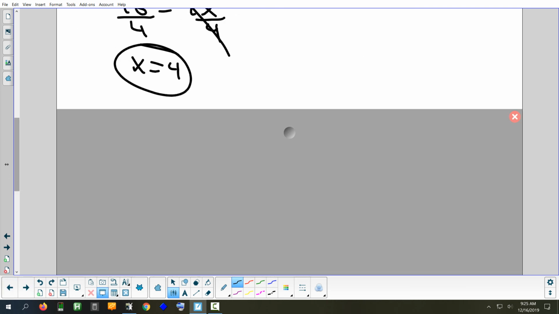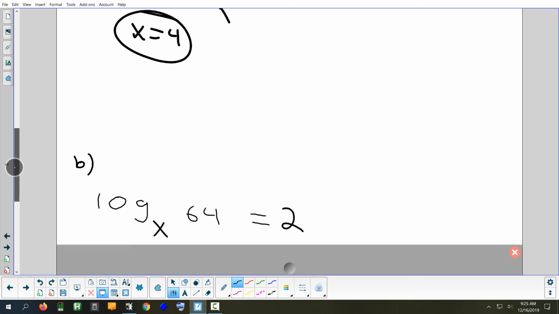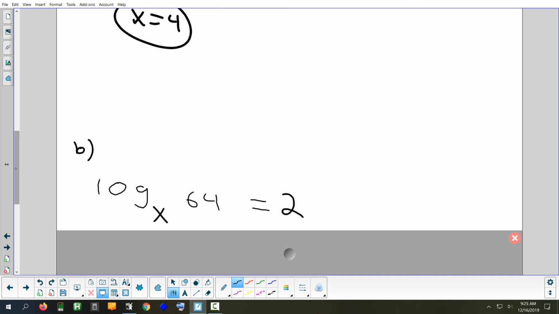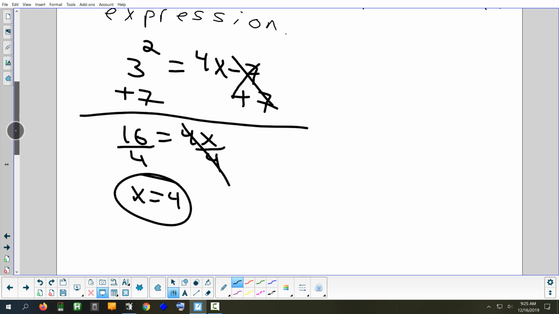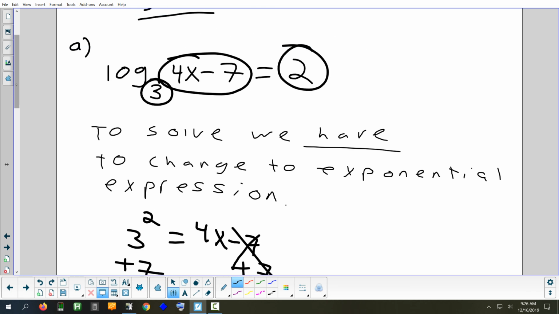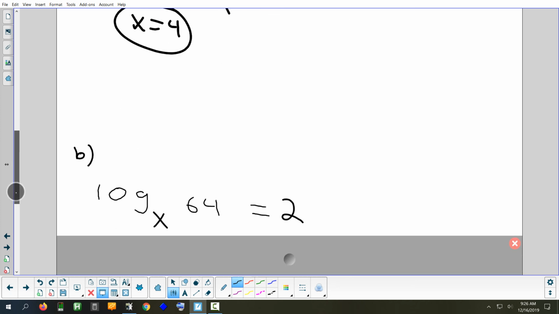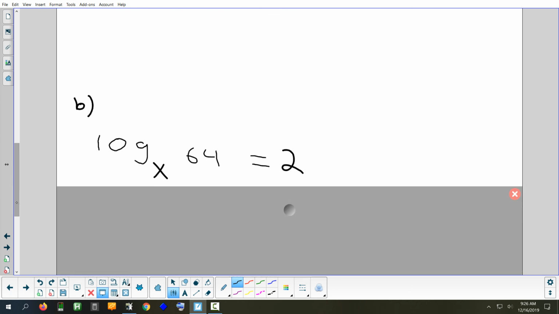Okay, let's take a look at this one. A little bit different. Look where the variable is. The variable is in the base. In example A, the variable was in the argument. So I just switched where I put the variable. It's not going to change your first step in this problem at all.